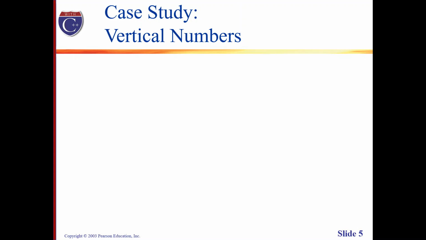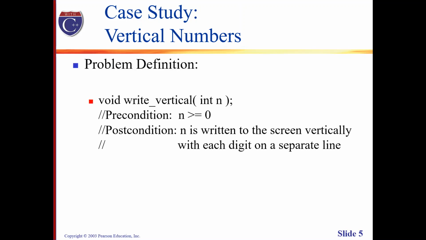Let's have our first example. For instance, we have the following problem. We would like to write a number one digit at a time on separate lines. Thus, we can have the following function declaration. The precondition is that the number could be greater than or equal to 0, and of course, the postcondition is that the number will be written to the screen vertically with each digit on a separate line.